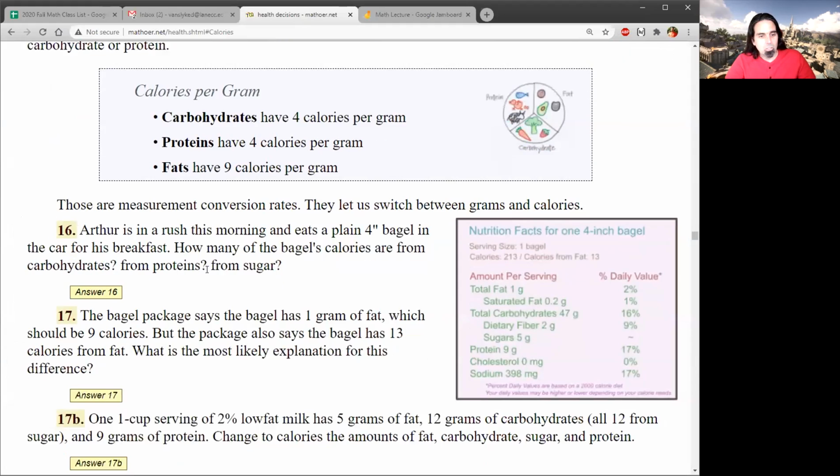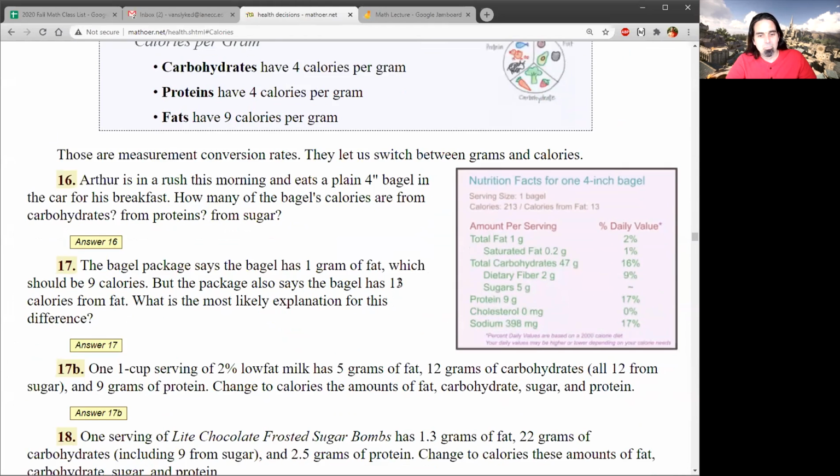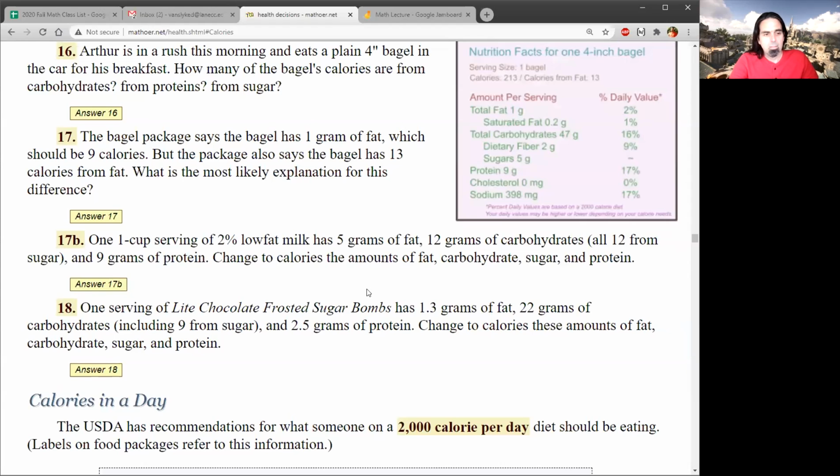Okay, back to our lecture. We already did 17. This was the, how come it says 13 calories from fat? Because the number 1 was actually probably 1.4, and they just rounded it, so it looks like it has less fat. Here's another one.